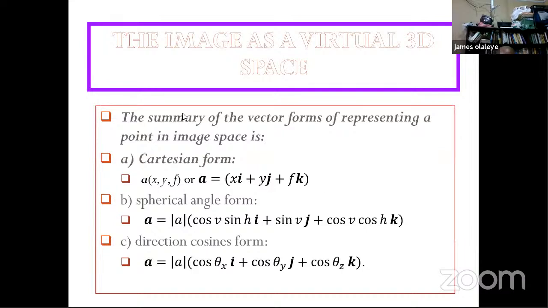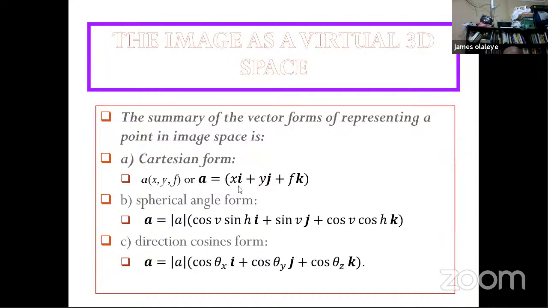But before that, look at this page. The title of this section is the image as a virtual 3D space. Of course, we have discussed that. But look at this summary. The summary of the vector form of representing a point in image space is, in the Cartesian form, a point A will have X, Y, and F coordinates.